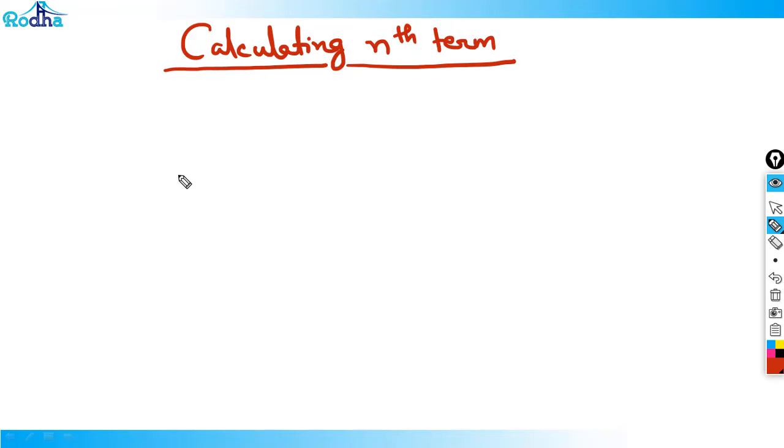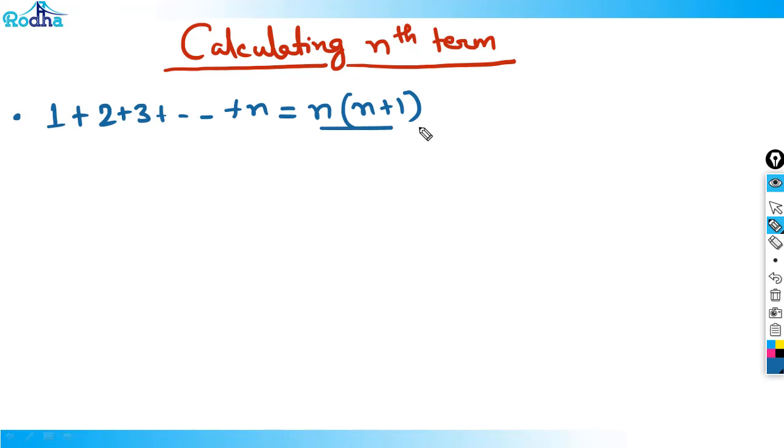For this, we need to remember something. I hope you remember these three basic formulas. Summation of 1 to n is written as n into n plus 1 by 2. How is it written in summation form? This sign is called sigma. We write from 1 to n, and we write n here. So sigma 1 to n is equal to n into n plus 1 by 2.